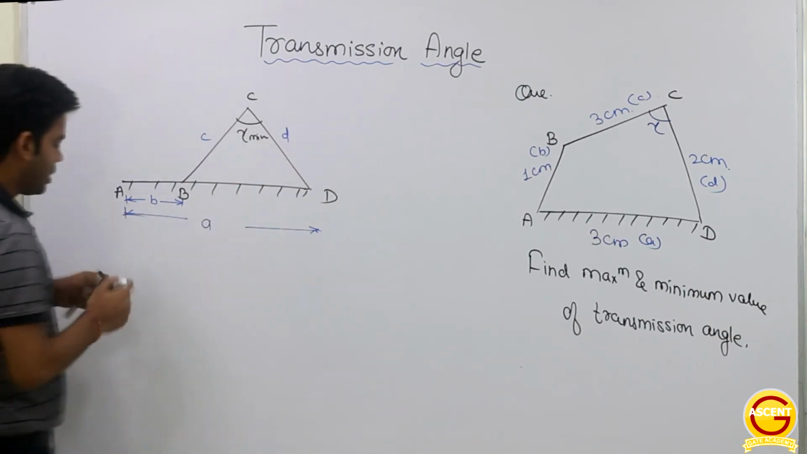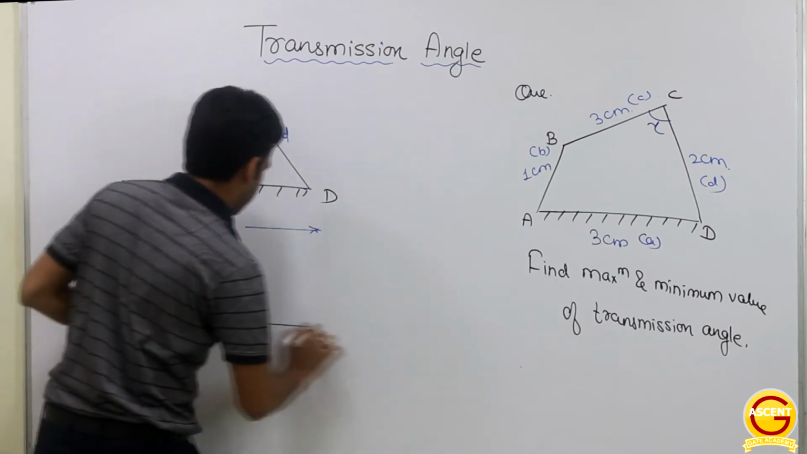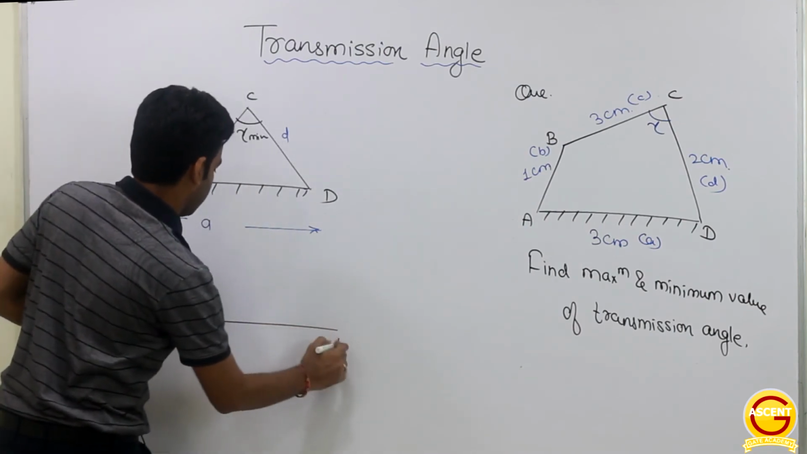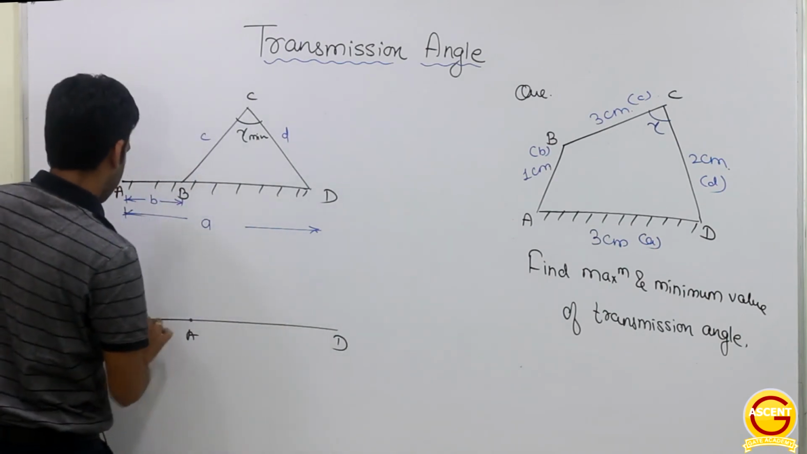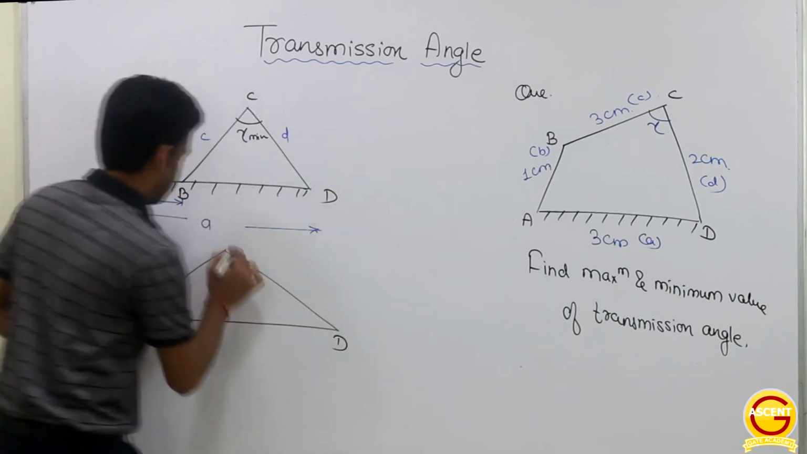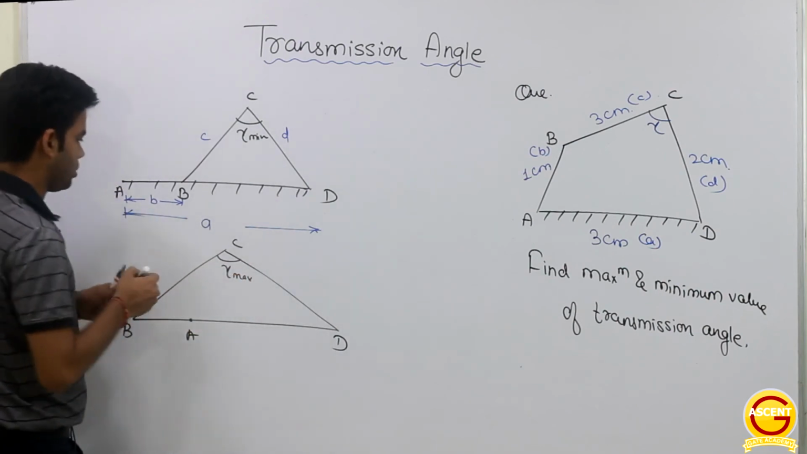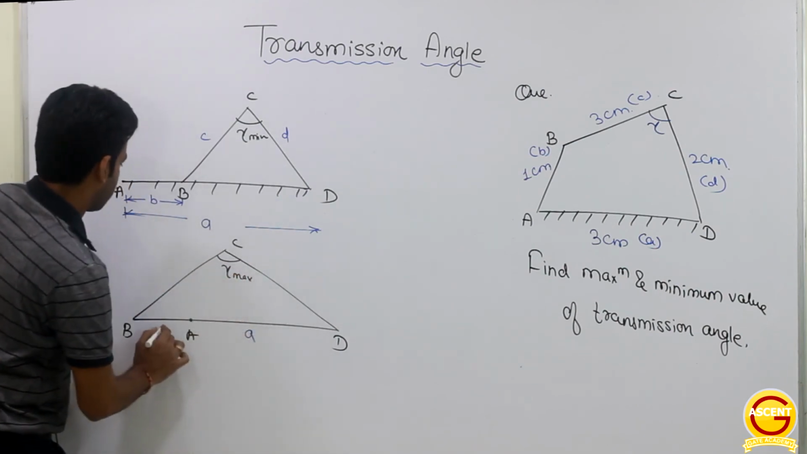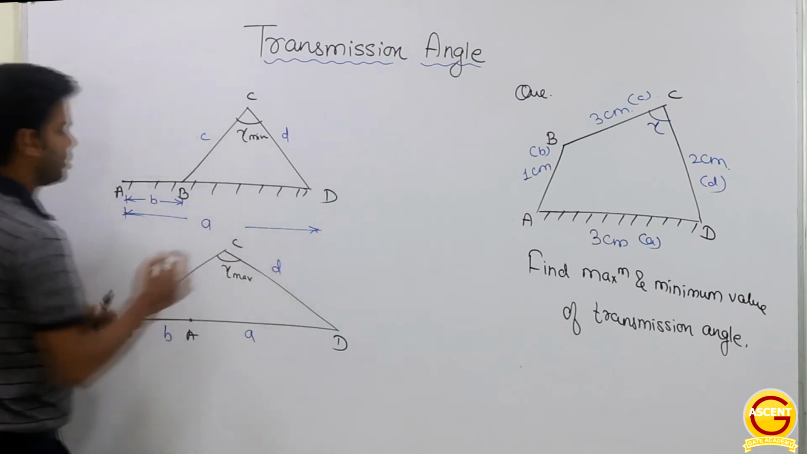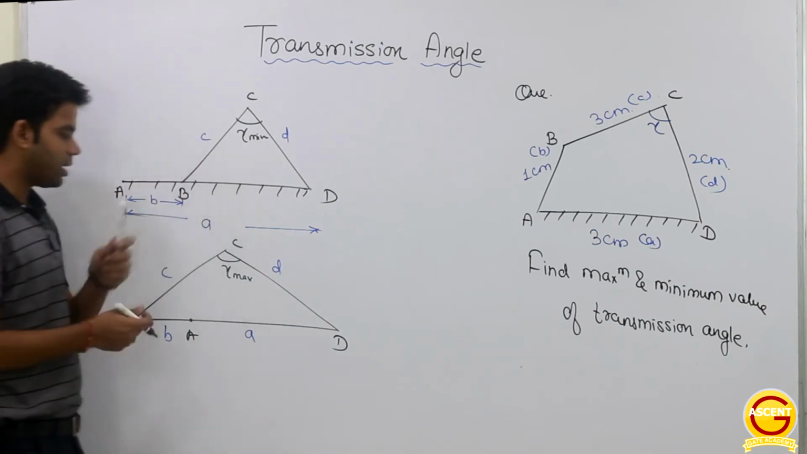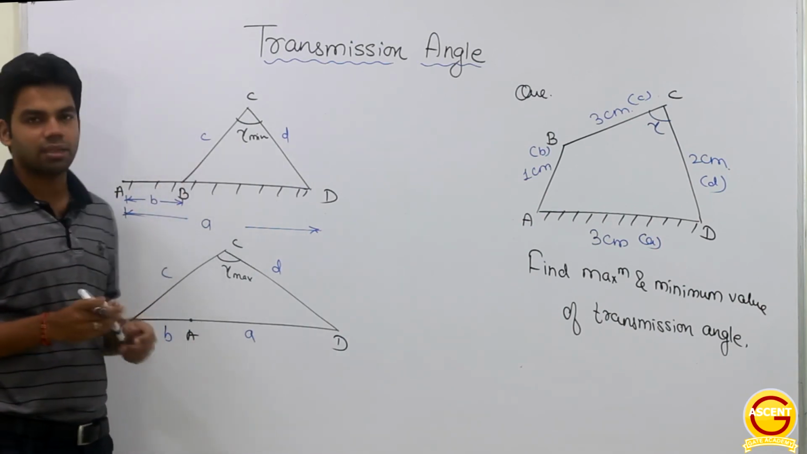Getting this? Similarly, what will it be for gamma maximum? So for gamma maximum, this point is A, this is D, this is B, this is C. So this is for gamma maximum, and this length is A, this is B, this is C, and this is D. Getting this now? Okay, so for this minimum and maximum value of gamma, we have to find out the minimum value and maximum value of gamma.